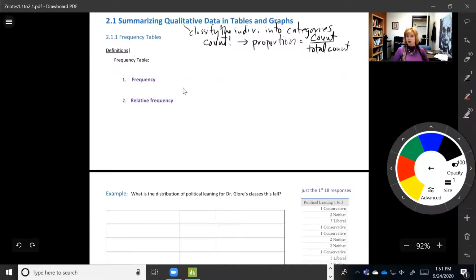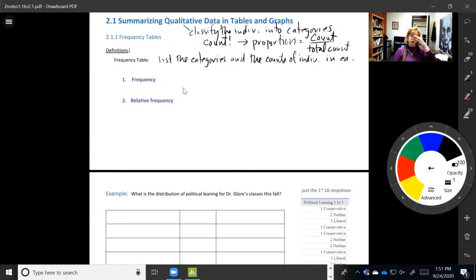All right, so we're going to do a frequency table. That's the first thing we're going to do for our variable. Basically, I'm going to list the categories and the counts of individuals in each one of those. So that's a frequency table. The word frequency means count, and specifically here, it's the count of individuals in the sample.